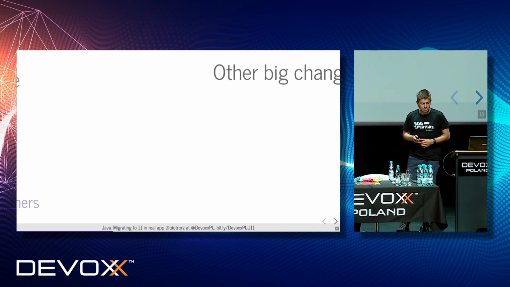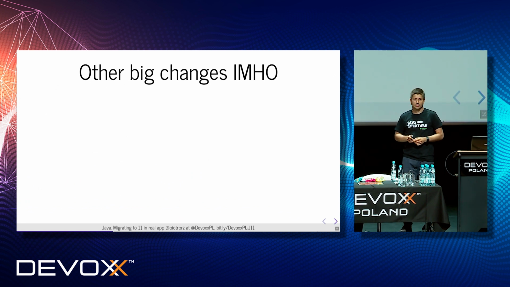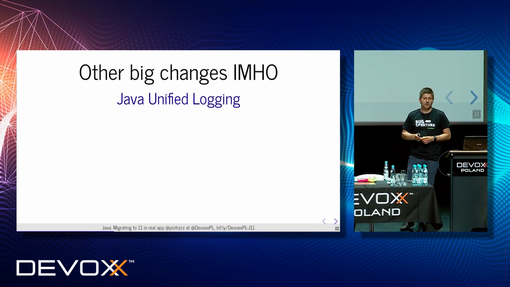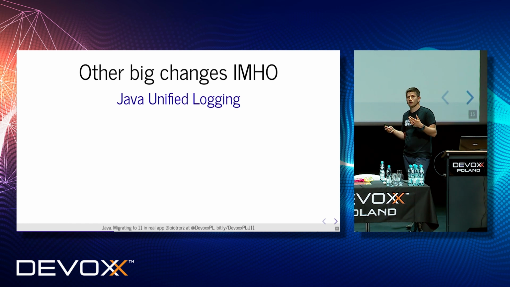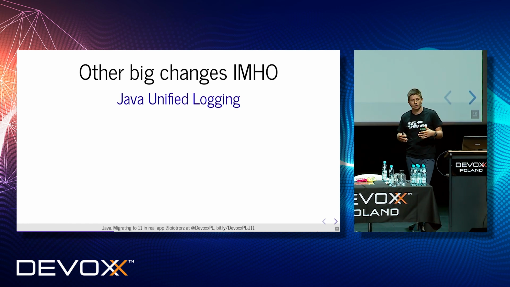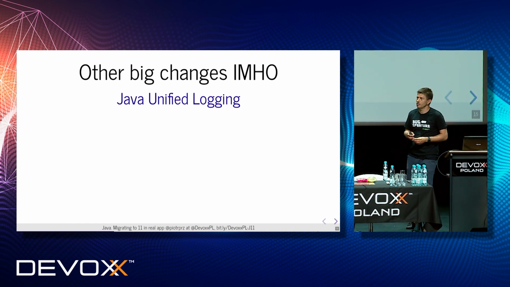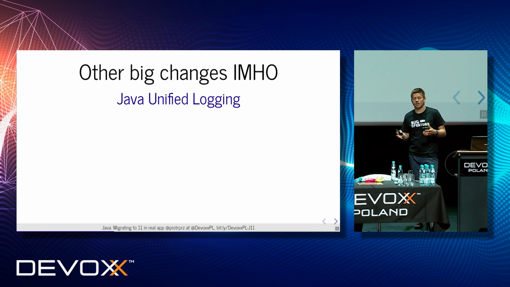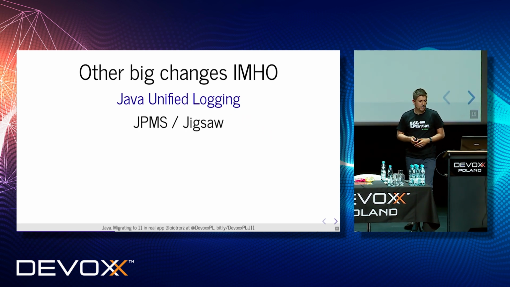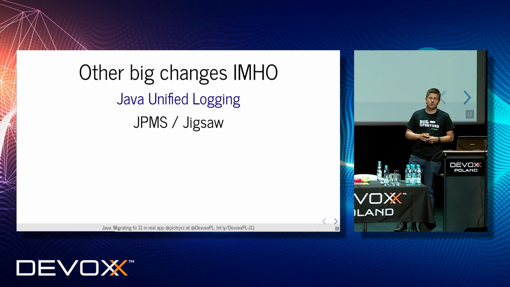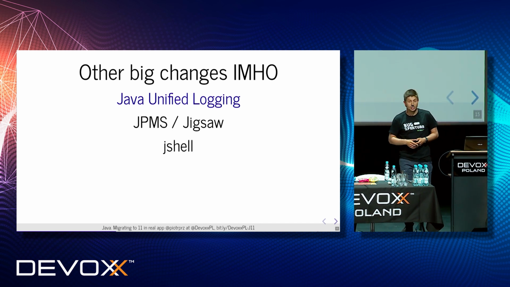And other big changes, in my opinion, are Java unified logging. Finally, there's a unified way to log the internals, what's happening in Java or in the Java virtual machine, what's happening under the hood when you're running it. Of course, Java Platform Module System / Jigsaw, JShell. Finally, Java has a REPL.